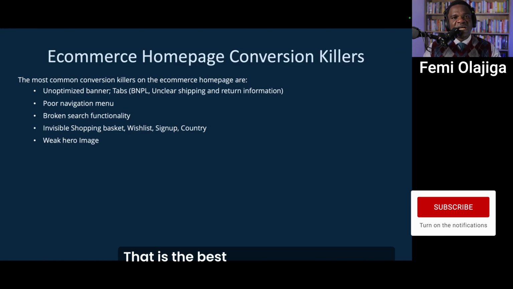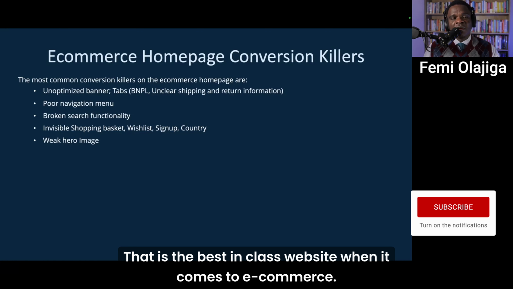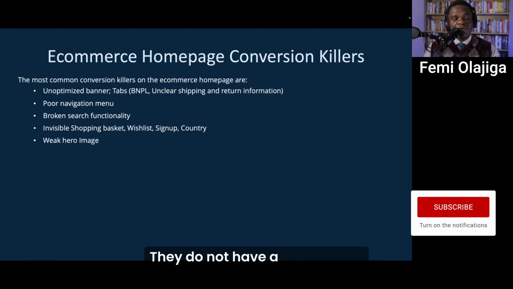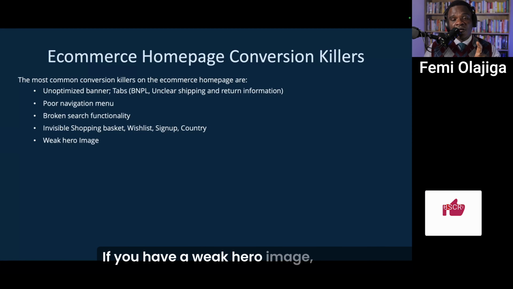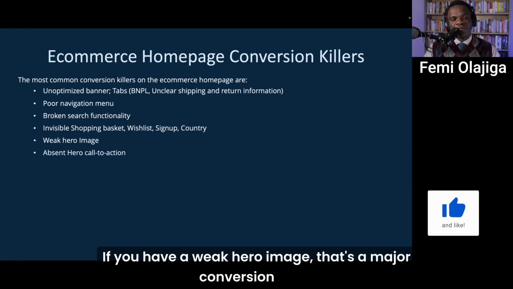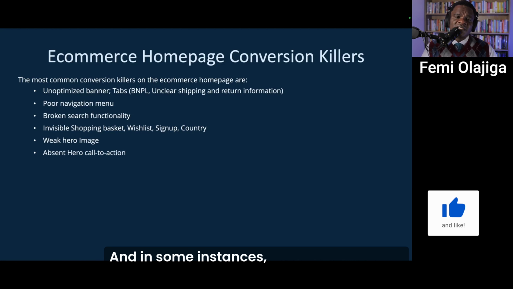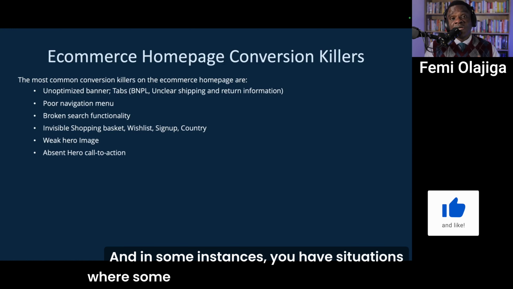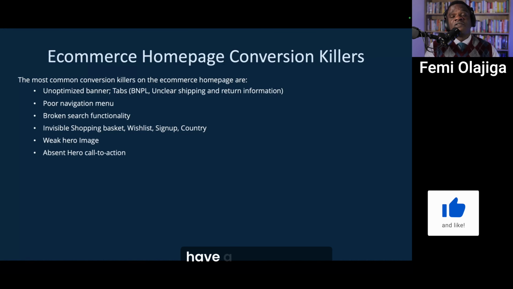So the images on those product pages, on the homepage, are not static. That is the best-in-class website when it comes to e-commerce. They do not have a weak hero image. If you have a weak hero image, that's a major conversion killer. And in some instances, you have situations where some e-commerce homepages do not even have a call to action.